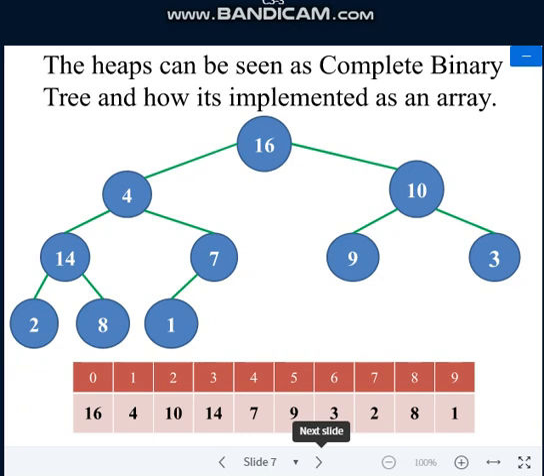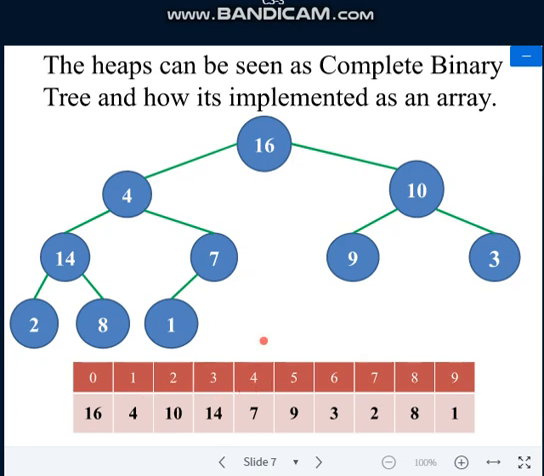You just make sure the formula is correct. If you are starting the indexing from 0, the formula for finding the parent node is (i minus 1) by 2. And to check the left child and the right child, look at the indexing of 16, it is 0. So the children are 1 and 2. The indexing of 4 is 1, and its children are at locations 3 and 4.